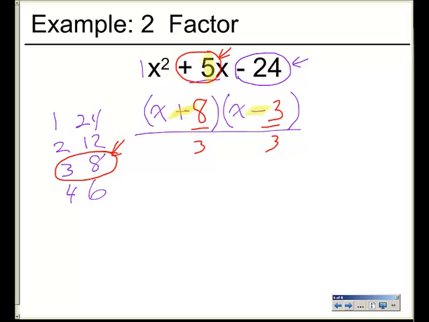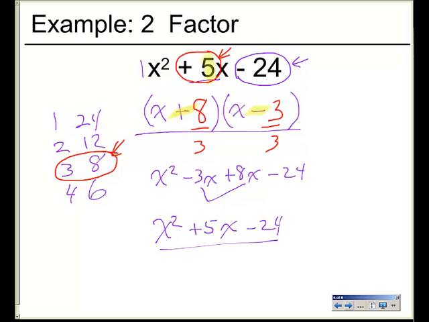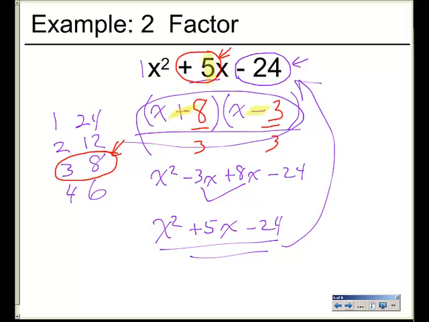And if you're ever unsure, you can still distribute this out. So I have x times x, that gives me x squared. X times negative 3, that gives me negative 3x. Then I have an 8 times x, which gives me a positive 8x. And then I have an 8 times negative 3, which is negative 24. And when we combine the middle terms, negative 3 plus 8 is going to be a positive 5x. And I have a minus 24. And you can see that this matches the original problem. That's how we know that this is our fully factored form.